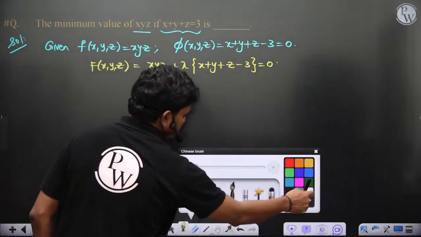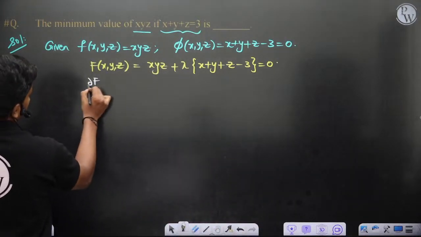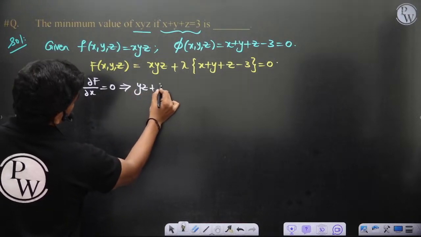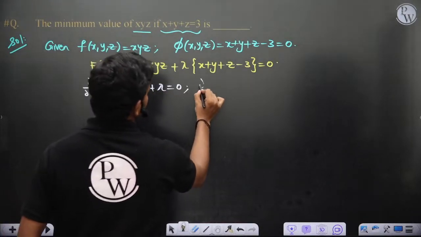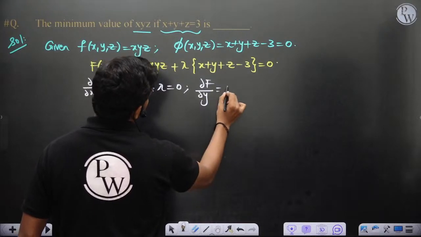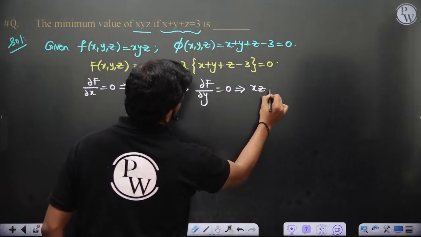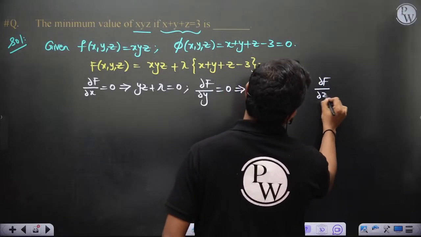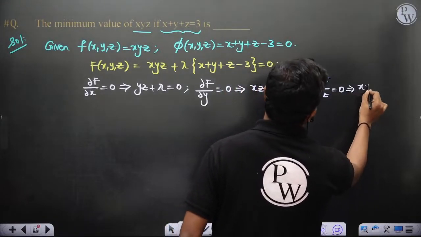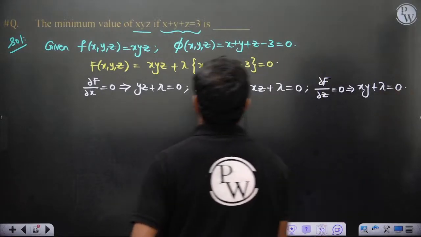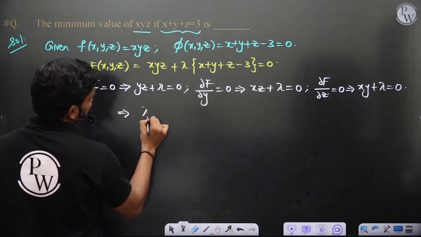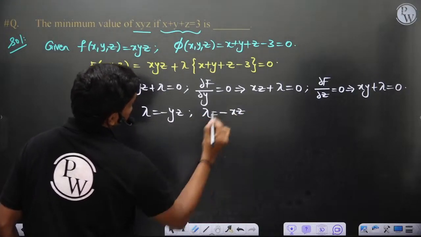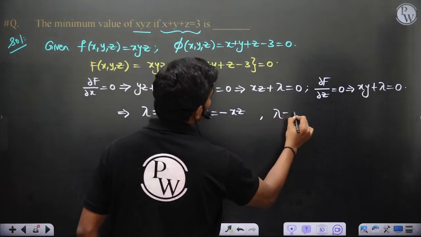So if you then calculate dou f by dou x is equal to 0, this tells you yz plus lambda is equal to 0. Dou f by dou y is equal to 0 implies xz plus lambda is equal to 0. Dou f by dou z is equal to 0 implies xy plus lambda is equal to 0. So from the first equation you would get lambda is equal to minus yz, lambda is equal to minus xz, and lambda is equal to minus xy.